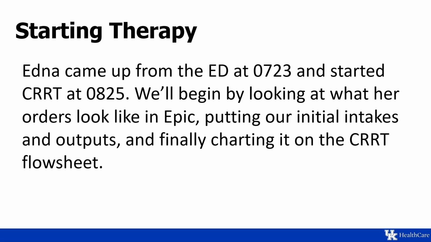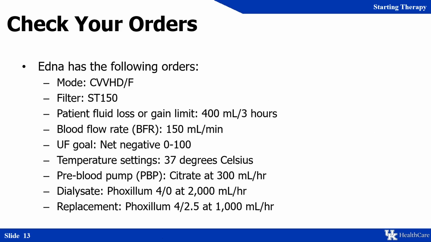Let's start our fictitious day as our patient Edna comes up from the ED at 7:23, and we're going to start her on CRRT at really close to 8:30. In looking at our orders, we have the mode of continuous veno-venous hemodiafiltration, or CVVHDF. The filter type for most adults is going to be the ST150. Patient fluid loss or gain limit is 400 milliliters over 3 hours.